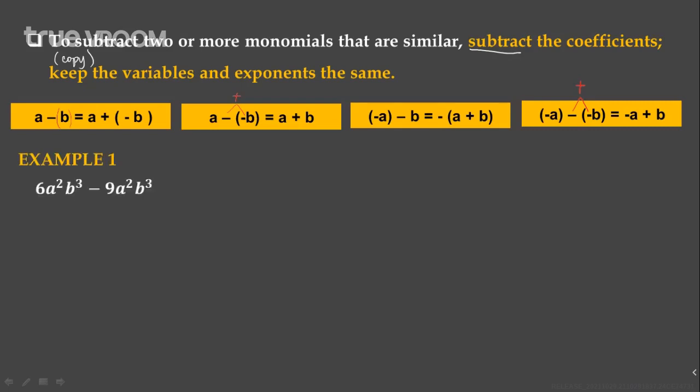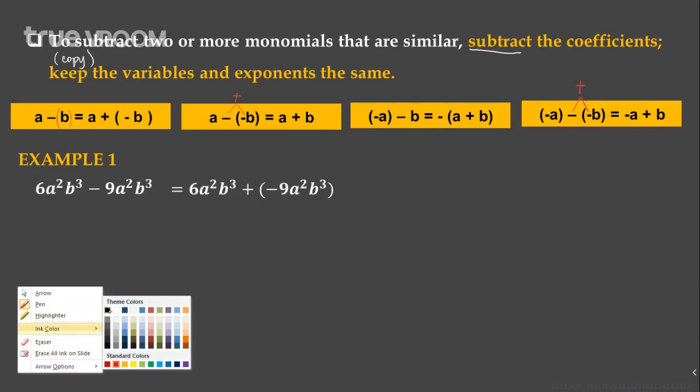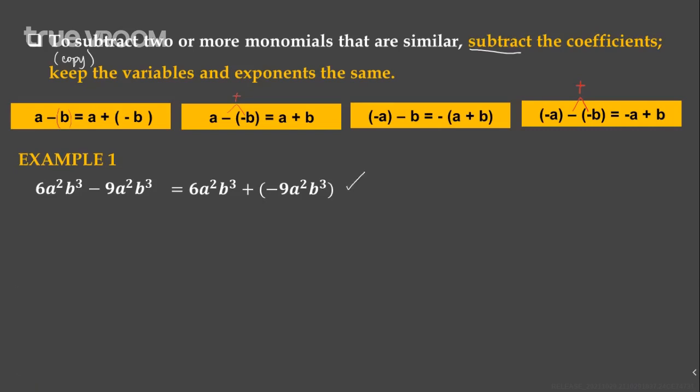Example: we have 6a squared b cubed minus 9a squared b cubed. They are both positive, right? We are going to subtract them. So this will become 6a squared b cubed, change minus to plus, and since 9 is positive, you are going to make it negative. Do you understand? Yes or no? Yes, all right. And then subtract the coefficients and copy the variables.